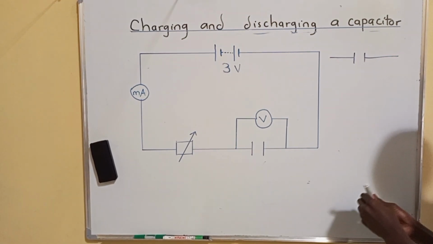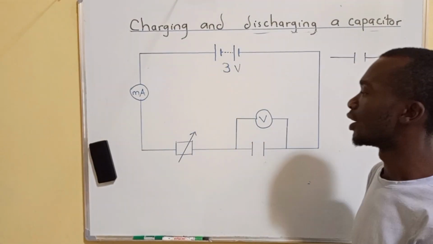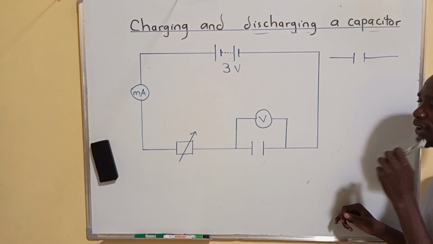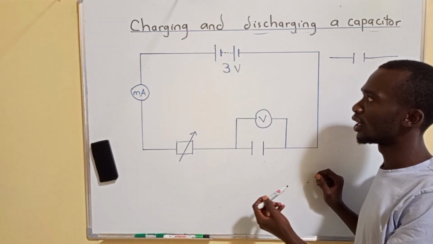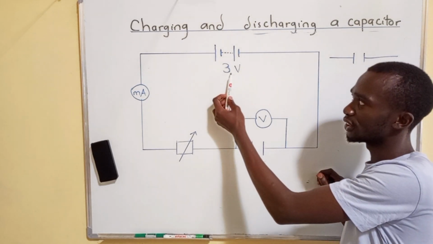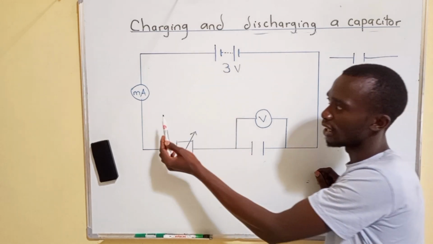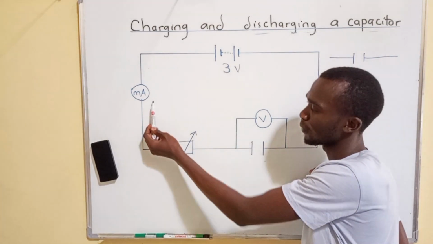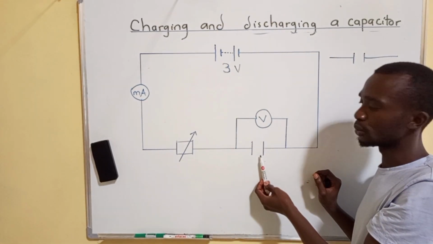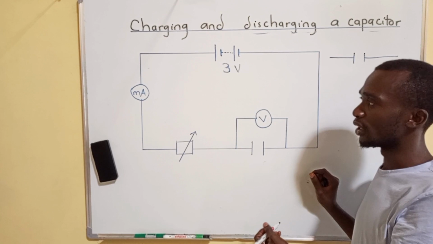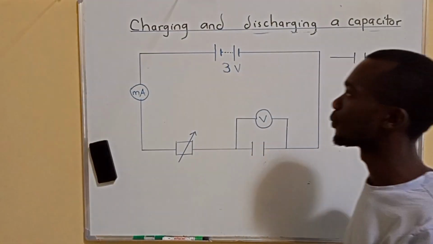Now, in this case, I need to show you how to charge a capacitor by use of a diagram. From the diagram set up on the board, we have the DC source, that is the battery, rated 3 volts, and the milliammeter. These are rheostats. This is a voltmeter connected across the capacitor. Now, this is a closed circuit diagram.